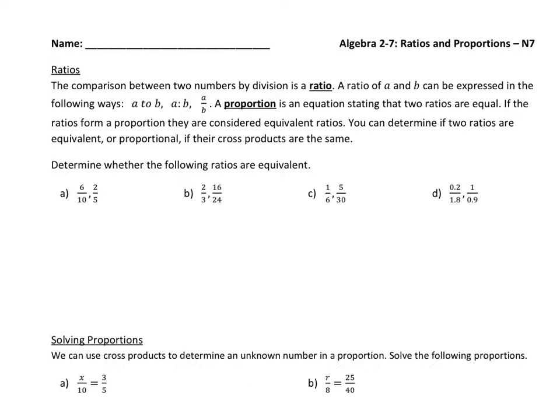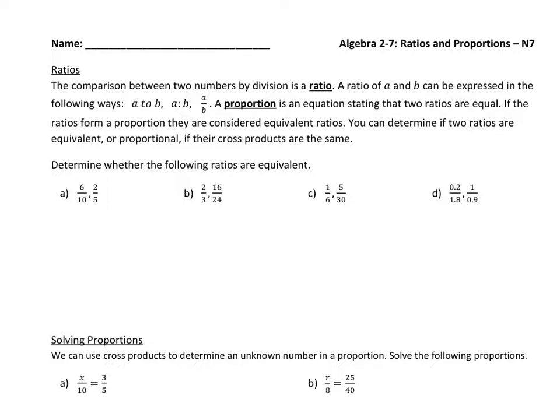Algebra Unit 2, Lesson 7, Note 7, Ratios and Proportions. The comparison between two numbers by division is a ratio. A ratio of A and B can be expressed in the following ways: A to B, A colon B, which is also pronounced A to B, and A over B, which can again be pronounced A to B.